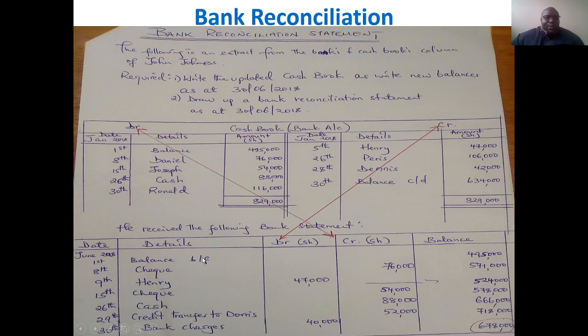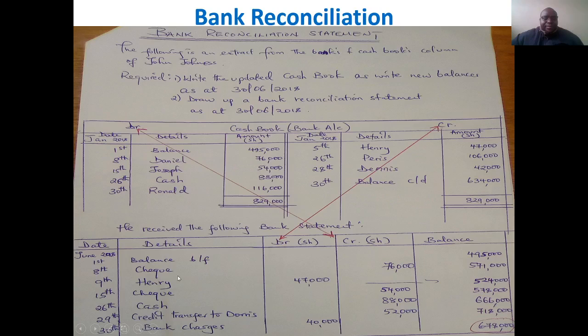And then we will receive a bank statement from our bank with the following details. On the 1st, we have balance brought forward 495,000. This amount is reflected in the bank. On 8th, a check of 76,000 is received in the bank. It is credited. Remember, when money increases in the bank, the passbook is credited and it is received from Daniel.